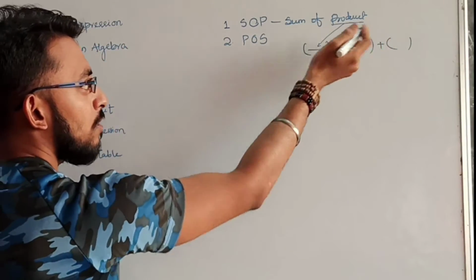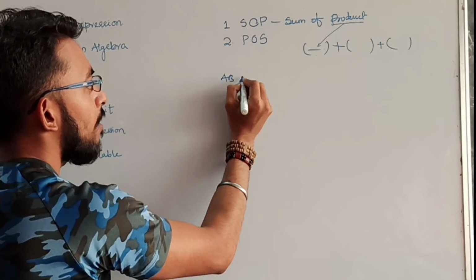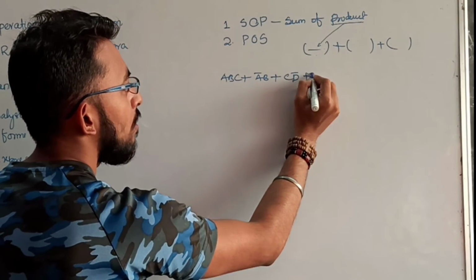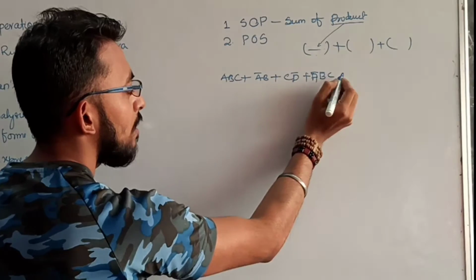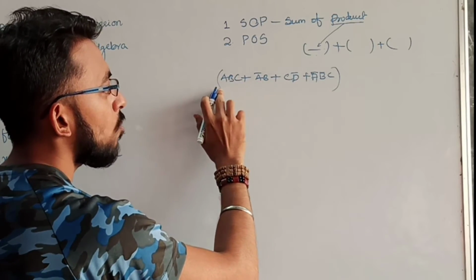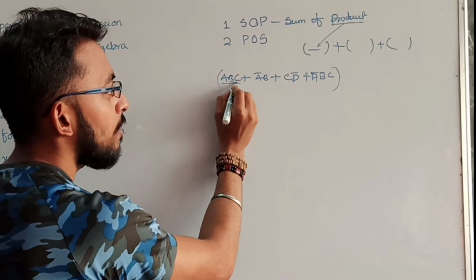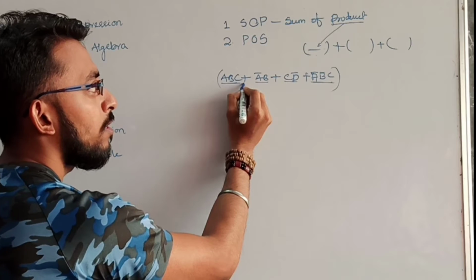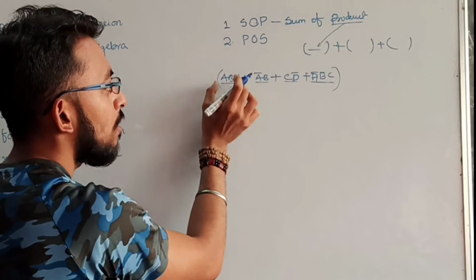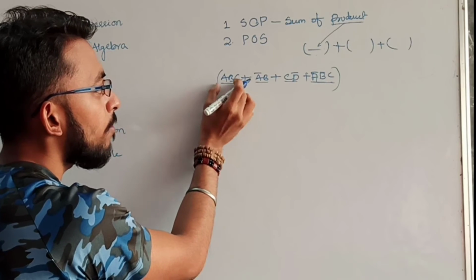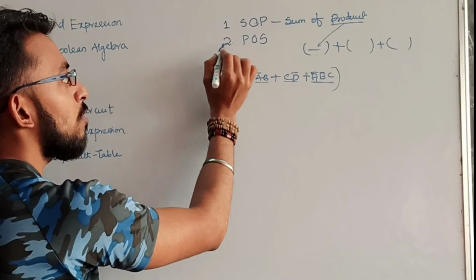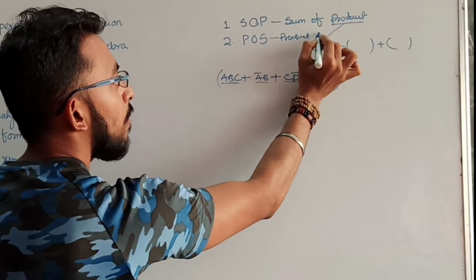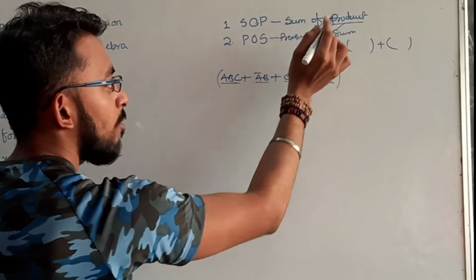How to represent sum of product: A B C plus A bar B plus C D bar plus A bar B bar C. This is one example of a sum of product form. You see, they are first producted, meaning ANDed, and after the AND operation they are ORed. So this is sum of product. Don't confuse between these two: this one is sum of product, and the second one is called product of sum.